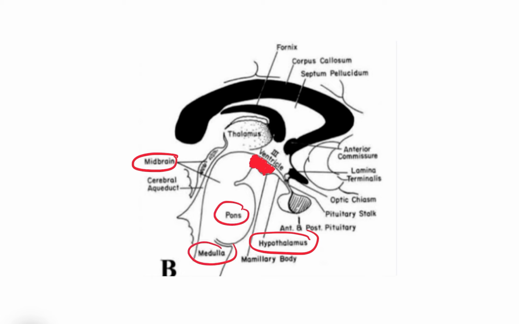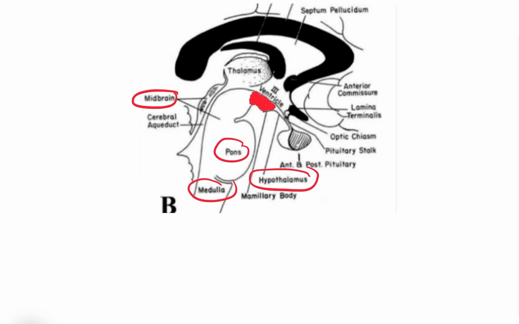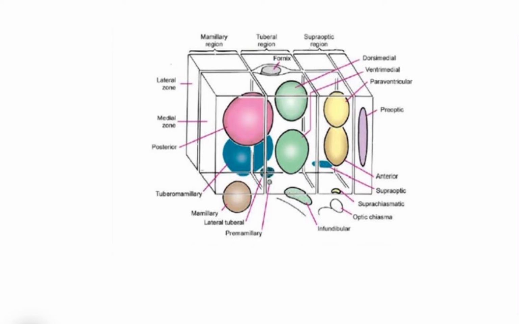So it is a diencephalic structure. Diencephalic structures are present at the base of the brain and the start of the brain stem. We have discussed all the details, so I won't repeat all the anatomy once again, and we have also discussed the various nuclei of the hypothalamus. However, the nuclei of the hypothalamus are very important to understand the functions of the hypothalamus.